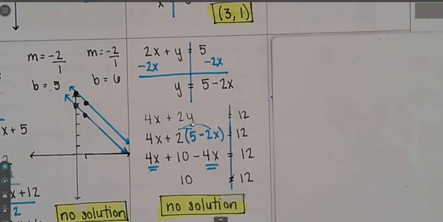All right. Okay. All right, so plug that in, distribute the 2. 4x minus 4x is 0, so we end up with 10 equals 12. 10 does not equal 12, so the answer is no solution. Any questions?